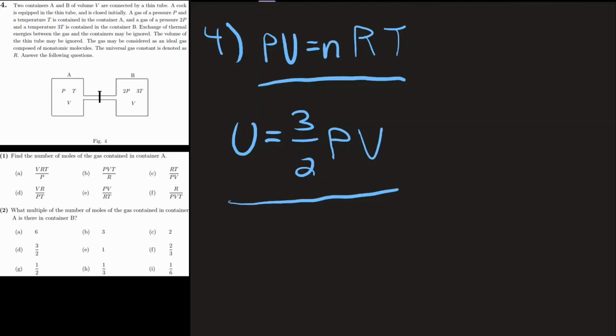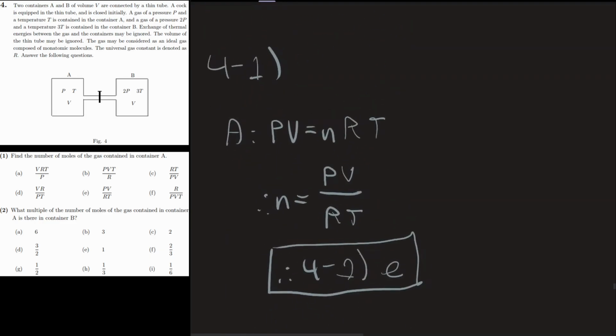So I'm only going to use these two, but just keep in mind, if you happen to know some of the other equations, then these questions can be even easier. So first is part 1, which says find the number of moles of the gas contained in container A. This one's pretty straightforward.